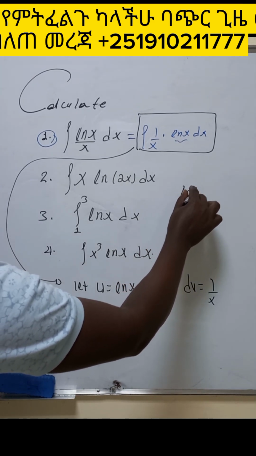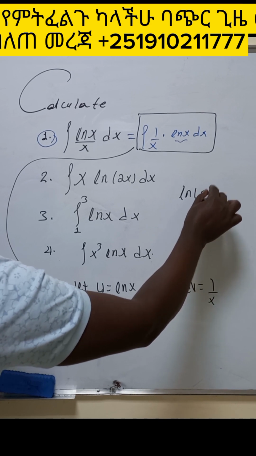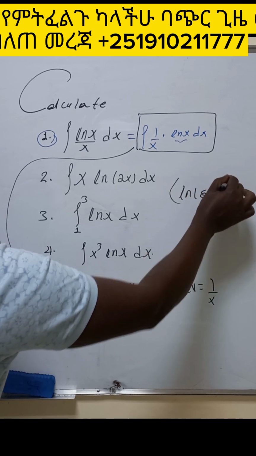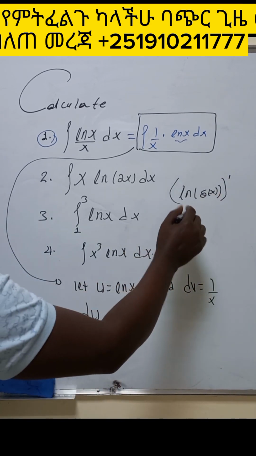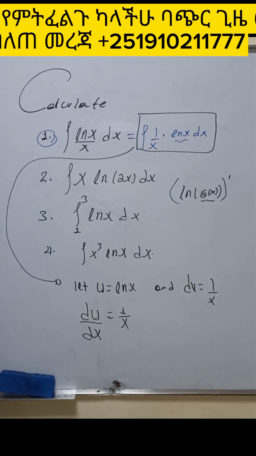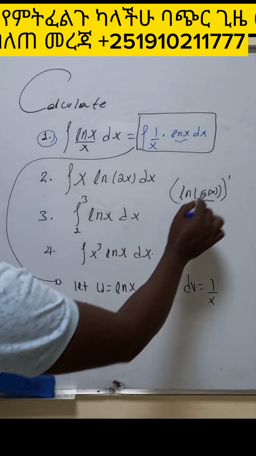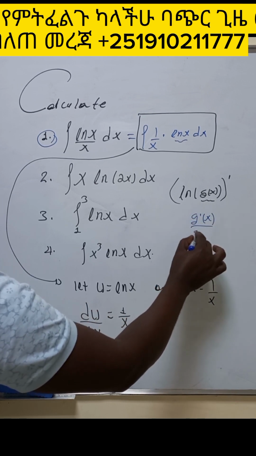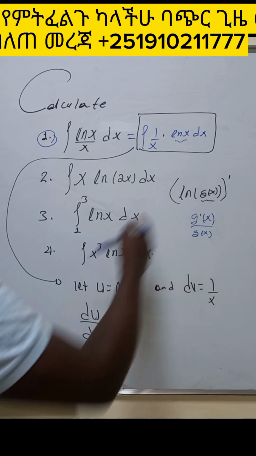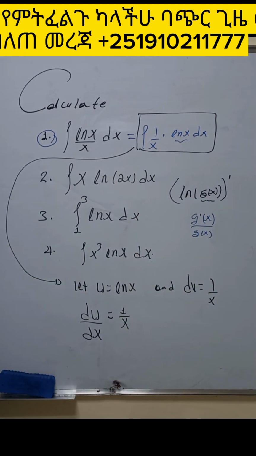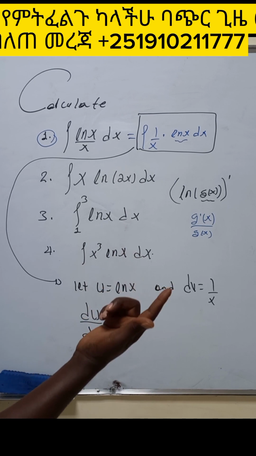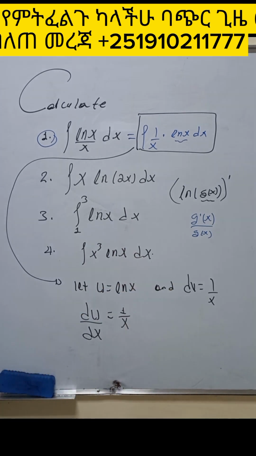For example, ln of g of x, not just the simple function x. Generally, what is the differentiation of this one? The function here is g of x, which is not determined, so we take g derivative at x over g of x itself. So the derivative of ln of g of x is g derivative over g of x. Therefore, differentiating ln of x, the derivative of x is obviously 1, so it is 1 over x.